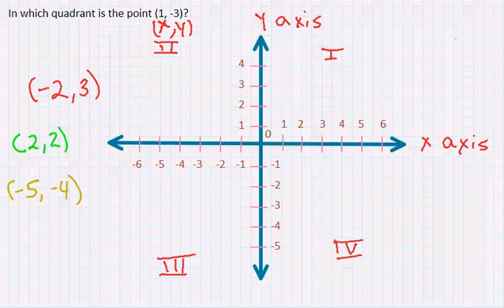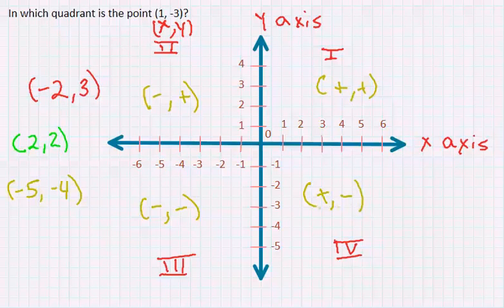So again, quadrants are different divisions of the graph. You'll be in quadrant 1 if both values are positive. You'll be in quadrant 2 if the x value is negative and the y value is positive. You will be in quadrant 3 if both values are negative. And you will be in quadrant 4 if the x value is positive and the y value is negative.